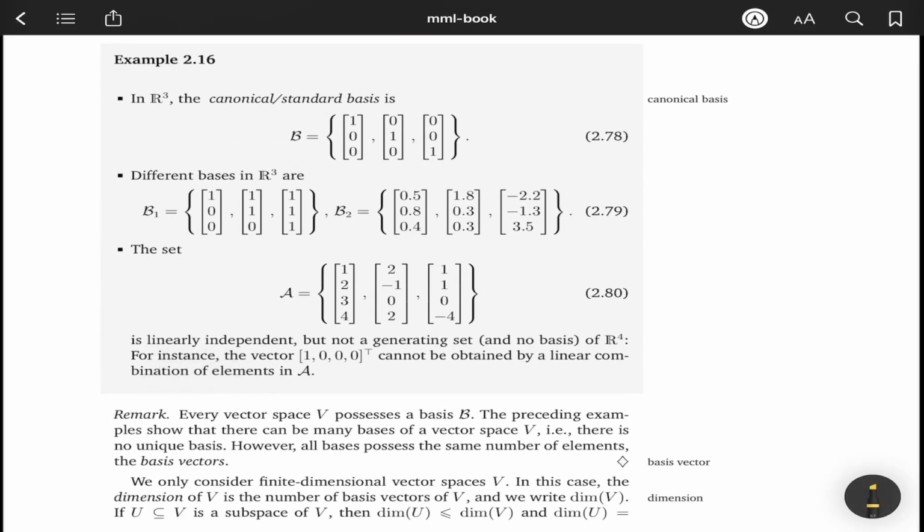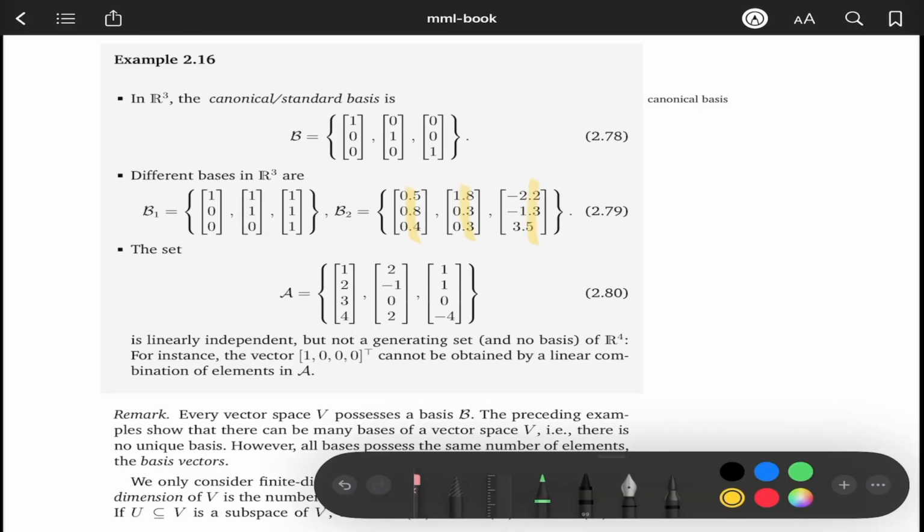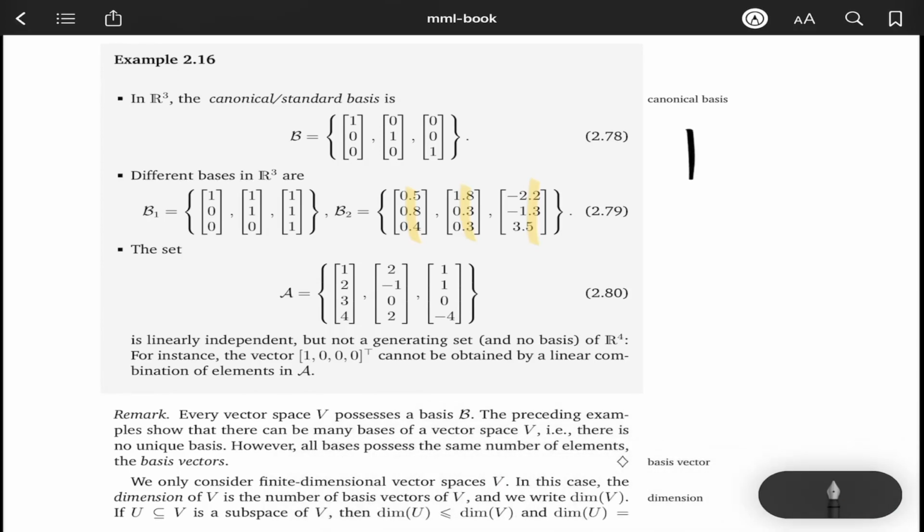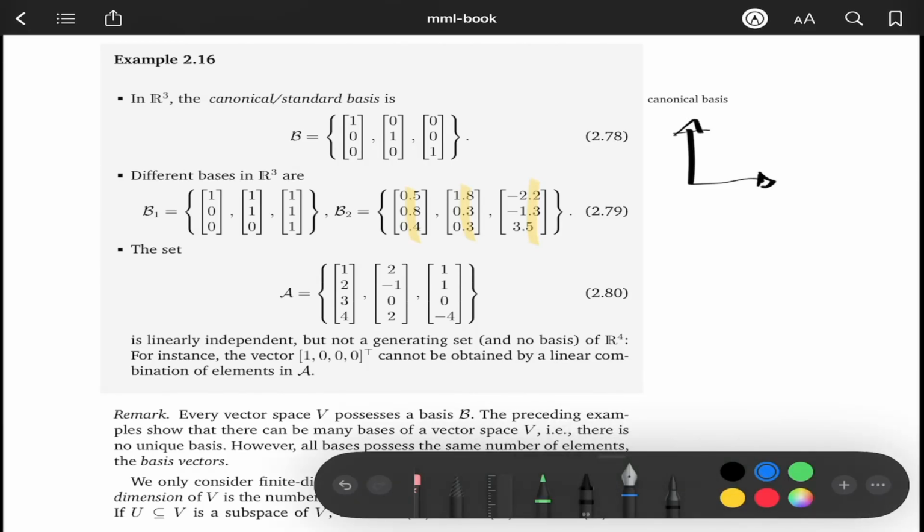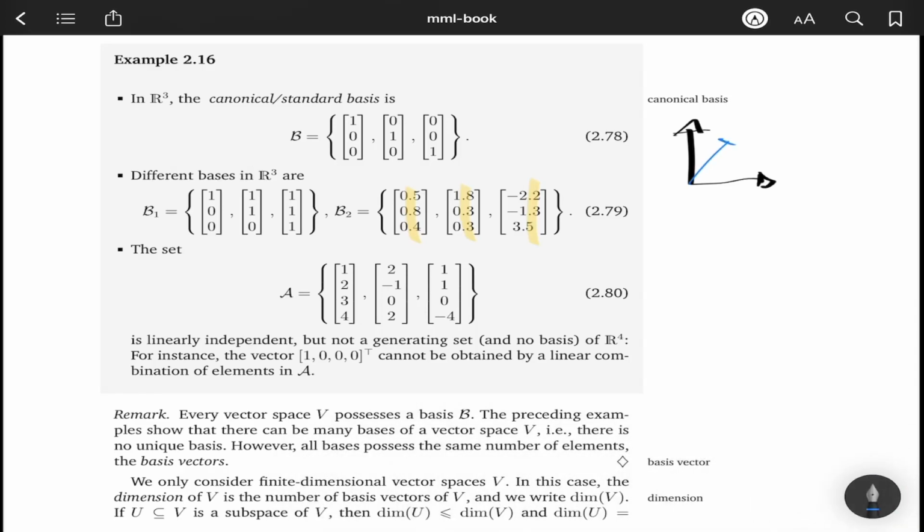Okay, example 2.16. In R3, the canonical standard basis is that, and we can say a different basis is that one. What they mean is, for example, let's just go in 2 dimensions. This could be one basis, but you could also have a basis like this. That also makes sense.